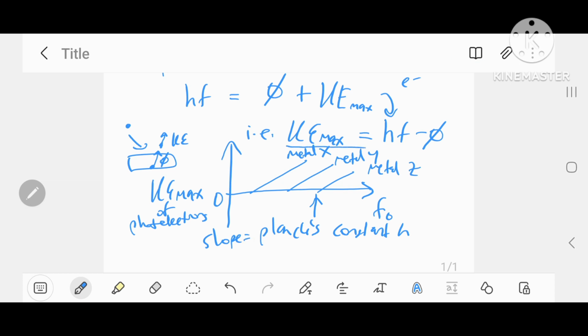This is the equation for a straight line. Think of y equals mx minus b, where m is the gradient, and m in this case is h. The y-intercept is phi, so if you extend these straight lines down, you'll hit the y-axis. That tells you the maximum kinetic energy of the photoelectrons.